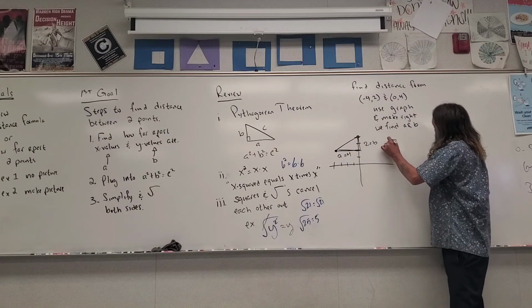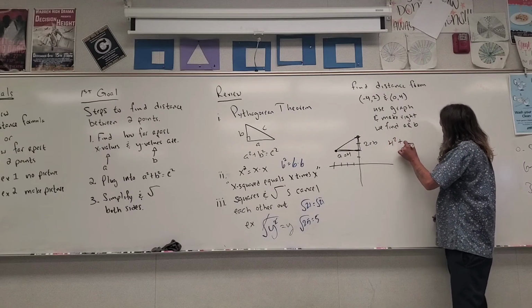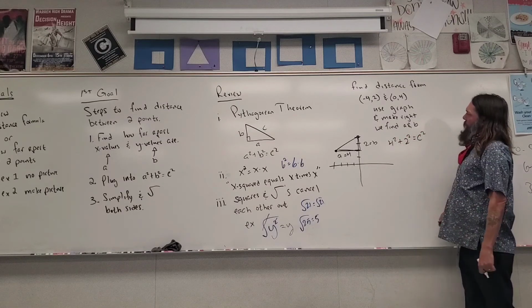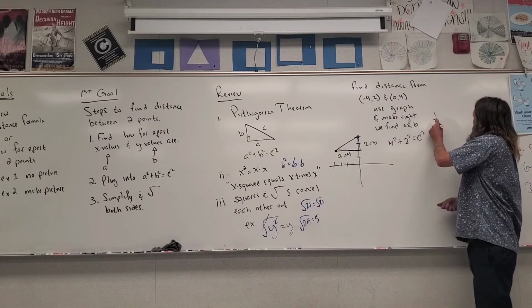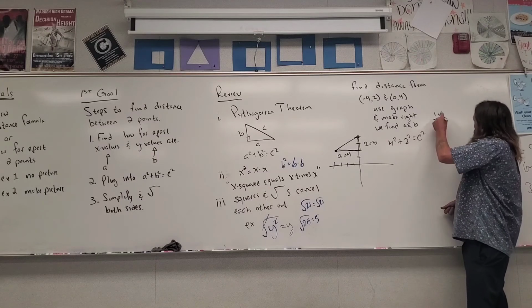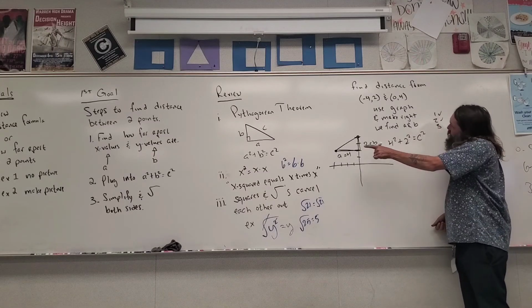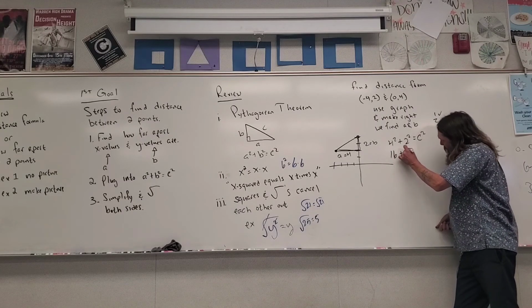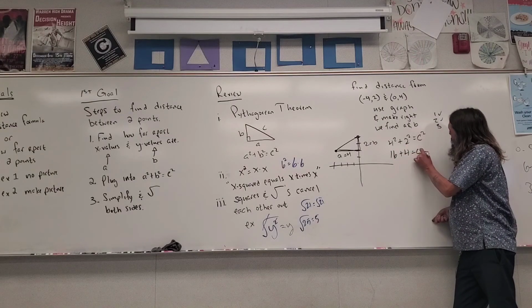So it's A squared, which is 4 squared, plus B squared, which is 2 squared. And that equals C squared. Oh, I forgot to do this. 1, 2, and 3. I did step 1. I just did step 2. Let's do step 3. 4 squared is 4 times 4. That's 16. 2 squared is 2 times 2. That's 4. That equals C squared.